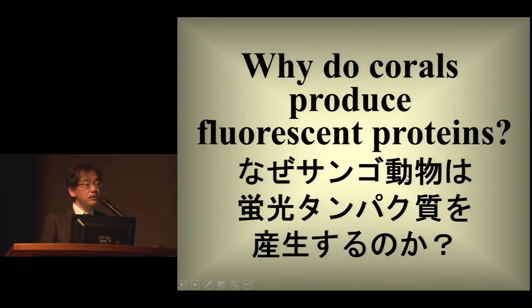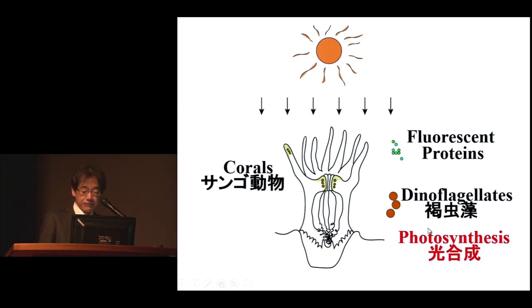And I think it's very interesting and important to think about why corals produce those fluorescent proteins. Okay. So then I have to tell you about the dinoflagellate. Okay. The dinoflagellates are unicellular algae that are ubiquitously abundant in aquatic environments. Okay. And some of them form symbiotic relationships with corals. The dinoflagellates carry out photosynthesis and give the products, the oxygen and the nutriment, to coral animals.